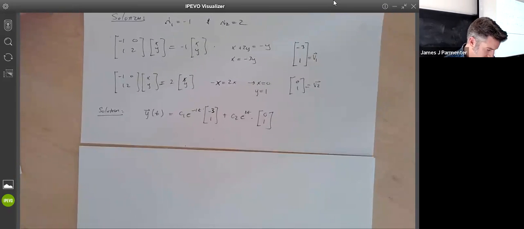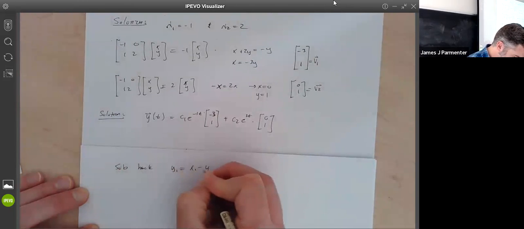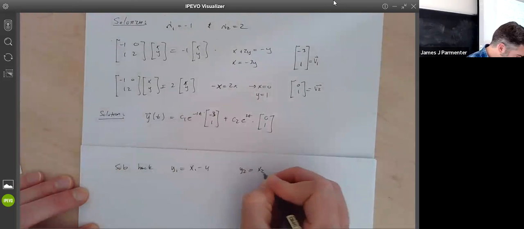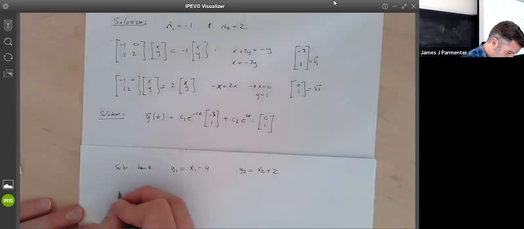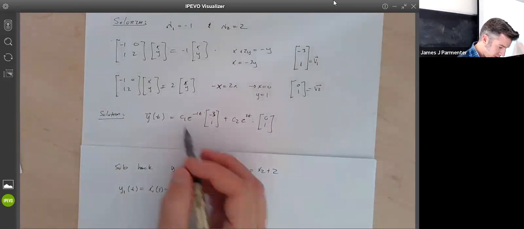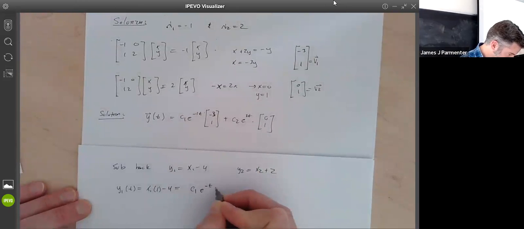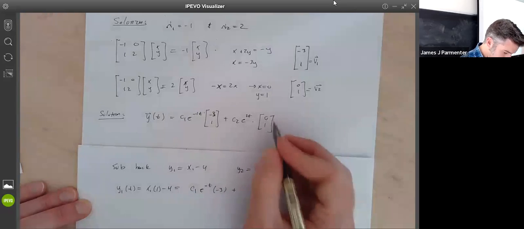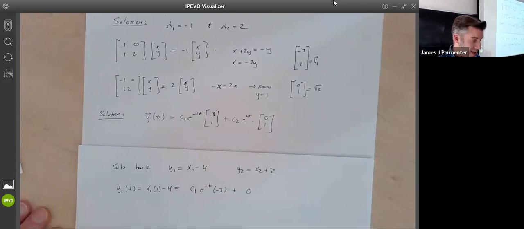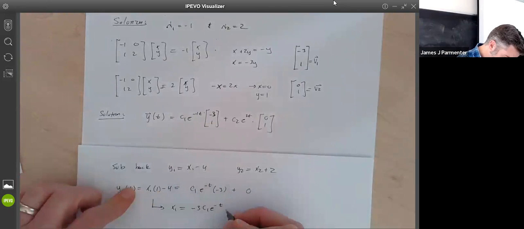So now we're going to sub back that y1 is equal to x1 minus 4 and y2 is equal to x2 plus 2. So y1 equal to x1 minus 4, that's equal to the top part of the solution. So it's equal to c1 e to the negative t times negative 3 plus 0. And look, now we've got x1. So x1 equals negative 3 c1 e to the negative t plus 4.